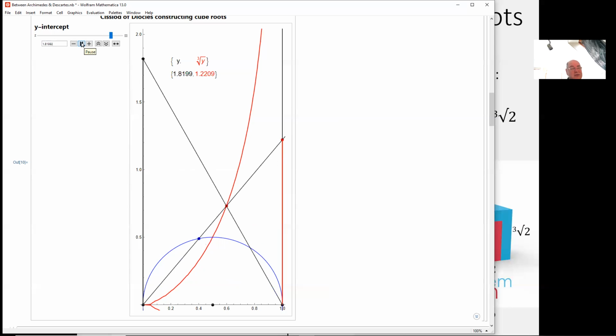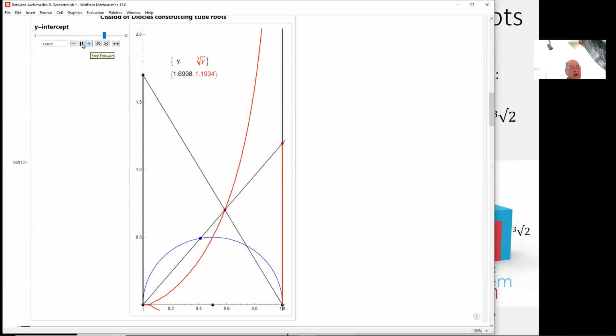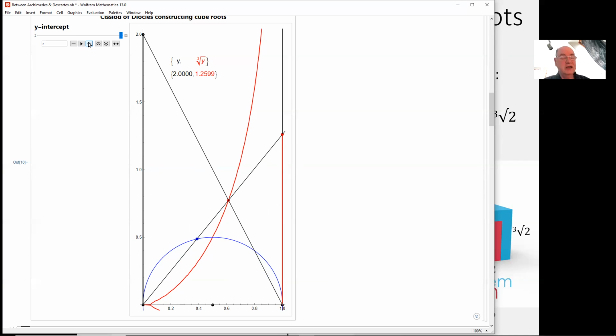Any point there on B, as it moves up and down, this construction is being done over and over again, and this red line here is calculating the cube root. And finally, the last one I've translated up here at 2. And indeed, the cube root of 2 is 1.2599. Okay, so it's a very incredible construction being done at 150 BC.